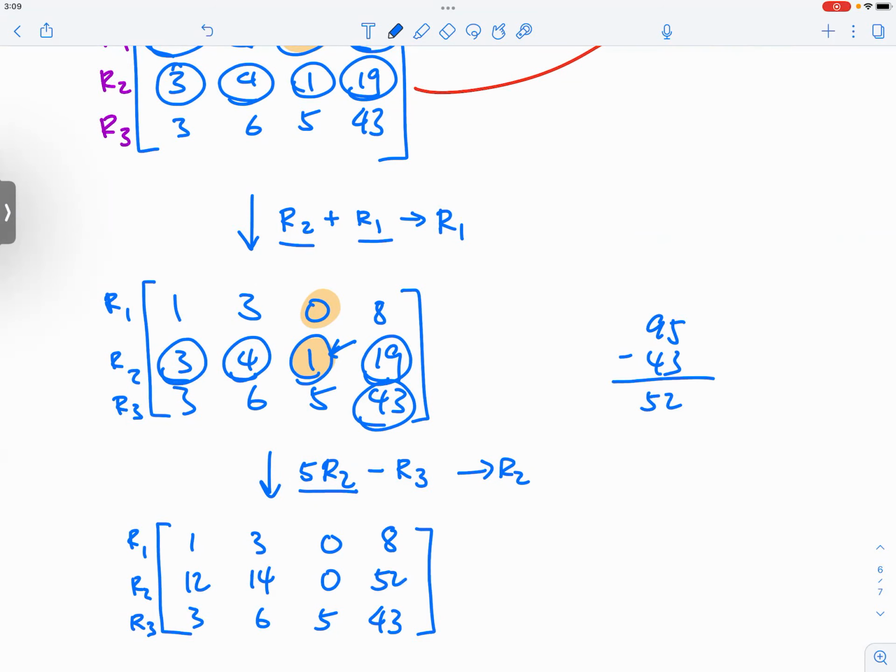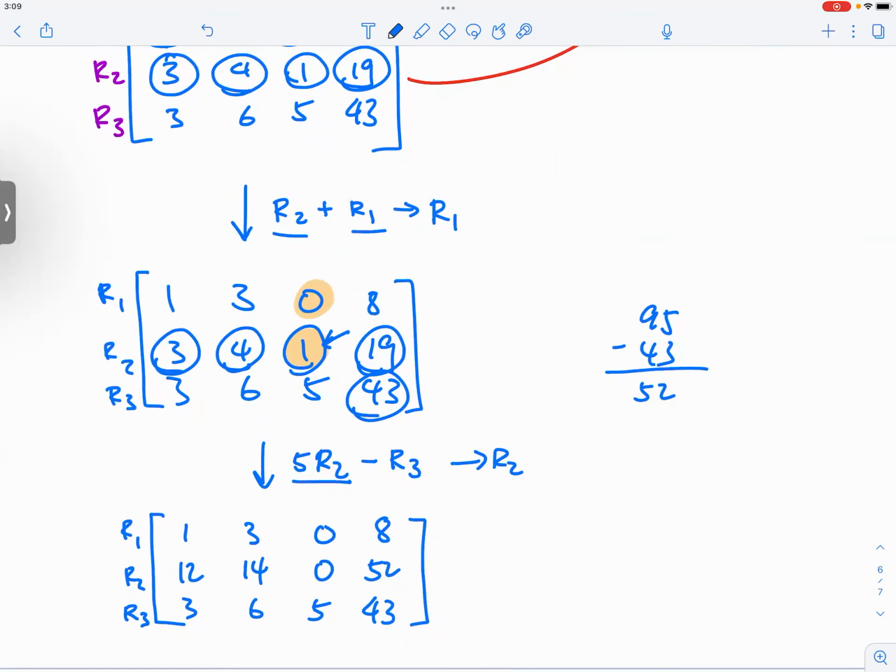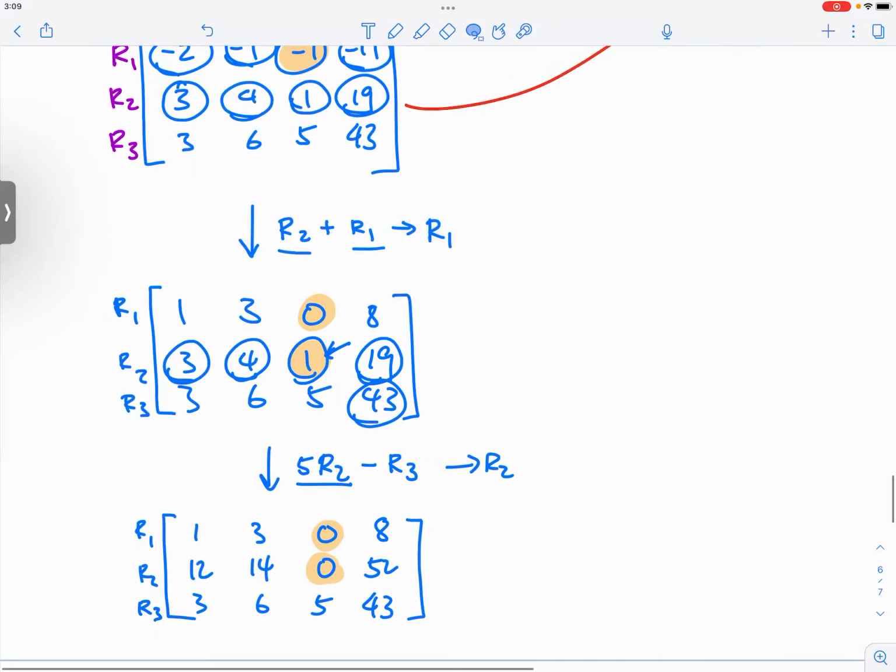Okay, so we have that. And we're like, okay, now we see 2 zeros here. So practically row 1 and row 2 are just 2 unknowns, 2 equations.